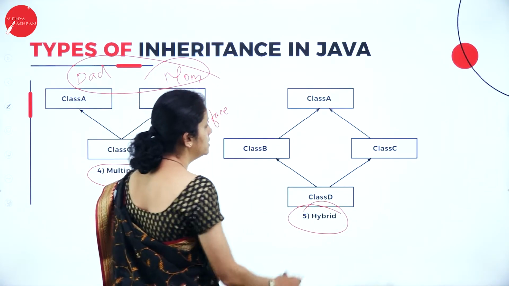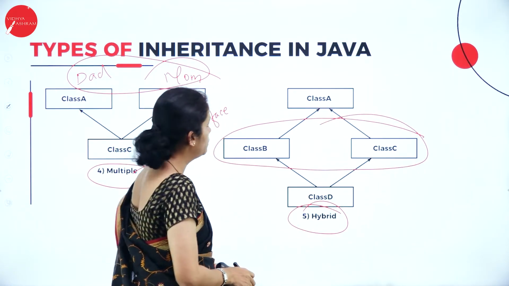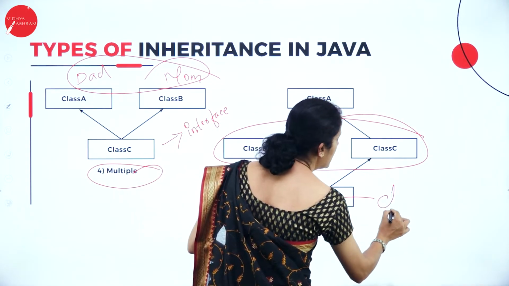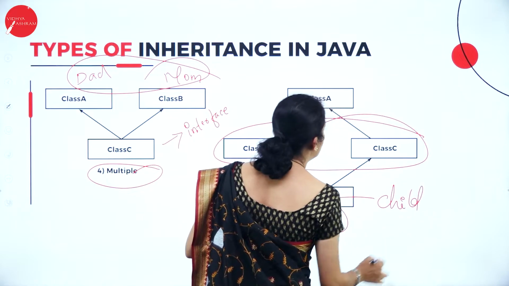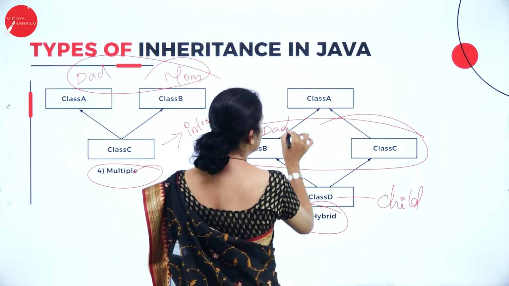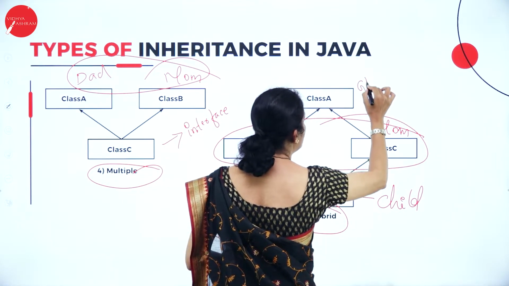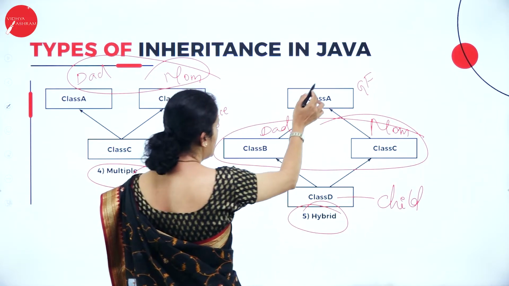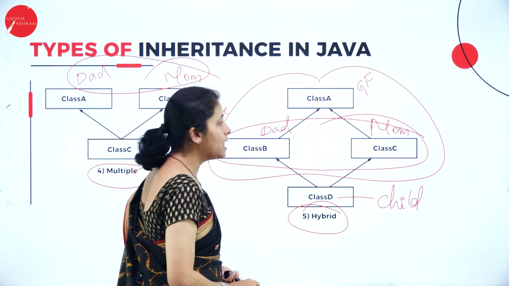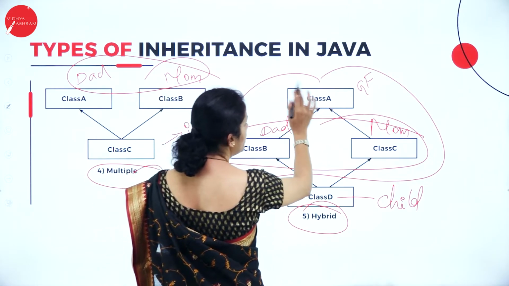And see here, this is my intermediate class. For example, think that this is my child class, then this is nothing but my dad, mom and grandfather. Okay, and if I consider this much, this is the example for hierarchical.